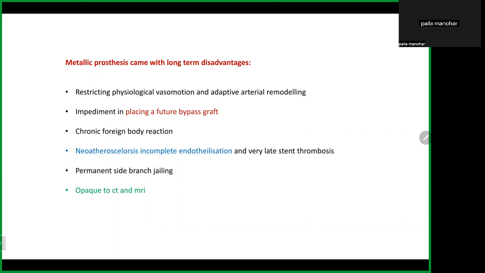Next, because of the scaffolds, sometimes there will be neoatherosclerosis, incomplete endothelialization, and very late stent thrombosis is one of the possibilities.